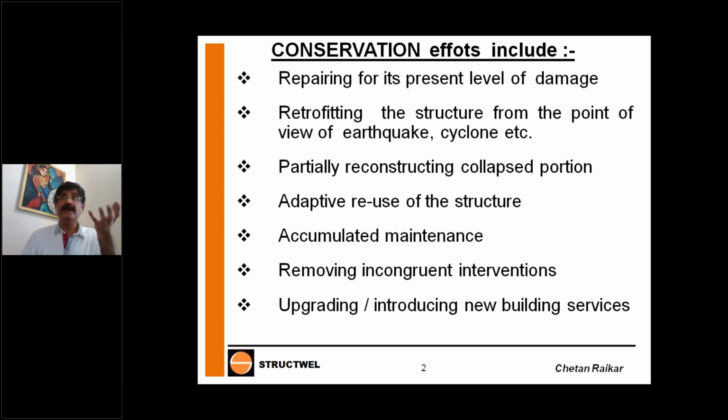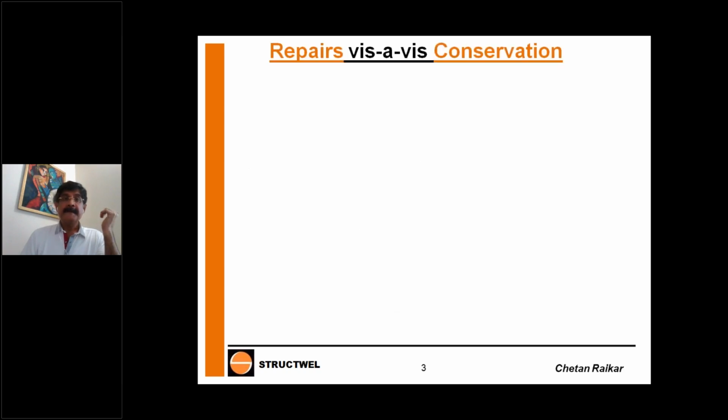Like we want to add rainwater harvesting, or we want to add DG sets into the structure. We want to have air conditioning, central air conditioning, and so many of the building services. We want to upgrade the plumbing, which is many decades old. So all this comes in part of conservation efforts.